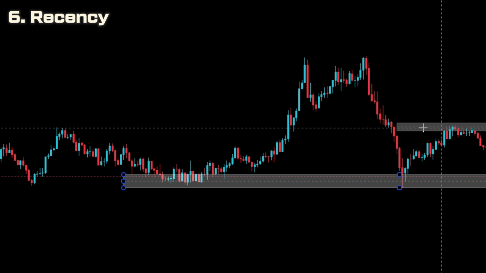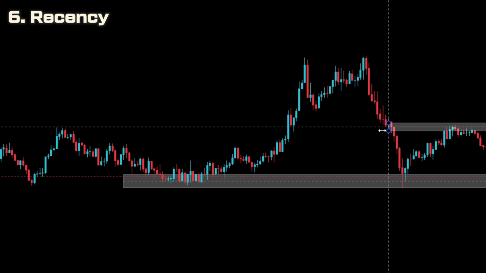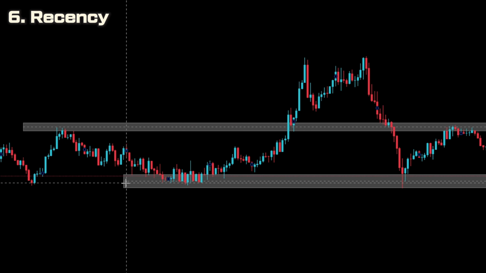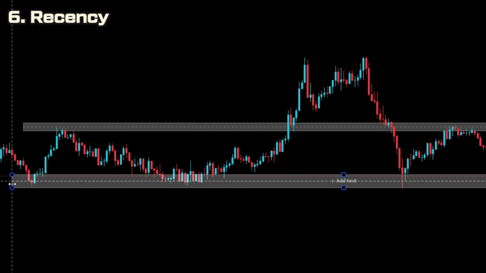6. Recency. The market has a memory, but it favors recent history, or levels formed in a recent time period. A level formed 2 days ago is generally more relevant than a level formed 2 years ago. Always prioritize levels that have been recently respected.